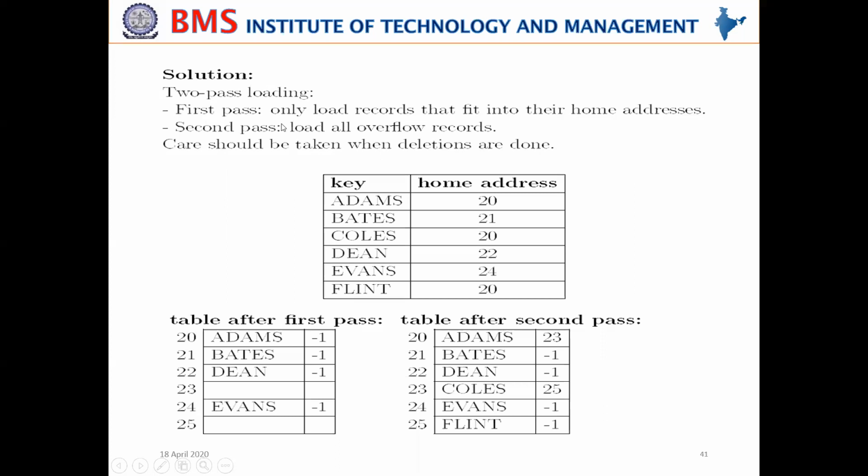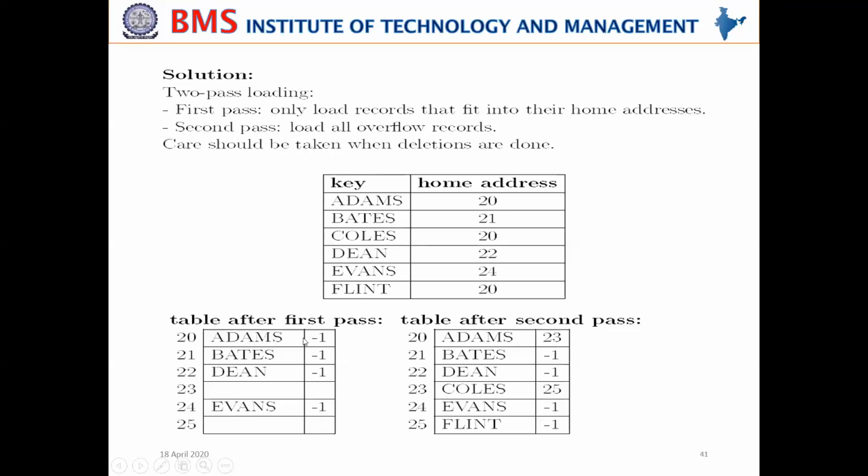In the first pass, I'll be storing the records which exactly fit at their home address. I'll store all the records in their appropriate address where they exactly fit. So Adams, I'll go to 20. Nobody is there, so I'm going to store it here. 21, nobody is there, I'll store it here. 20, already occupied by Adams, so I am not going to touch this Coles. This is an overflow record, definitely. Dean 22, nobody is there, I'll store it here. 24, nobody is there. And this is how your progressive overflow looks during the first pass.